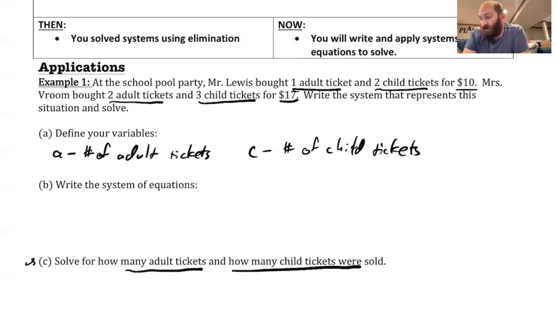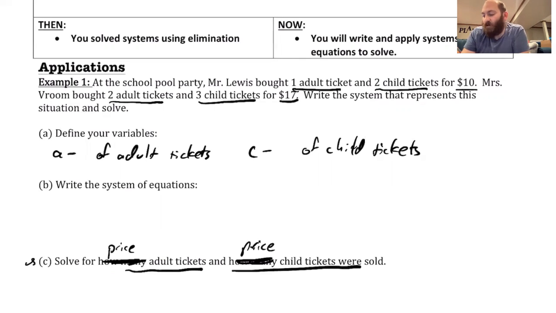Mr. Lewis bought one adult ticket. So how many adult tickets? All right. That's a little bit frustrating with that one. This is a little bit off because the question does not match up to the information. We know how many tickets that Mr. Lewis bought and Mrs. Vroom bought. We don't know the price. Solve for the price of adult tickets and the price of child tickets.